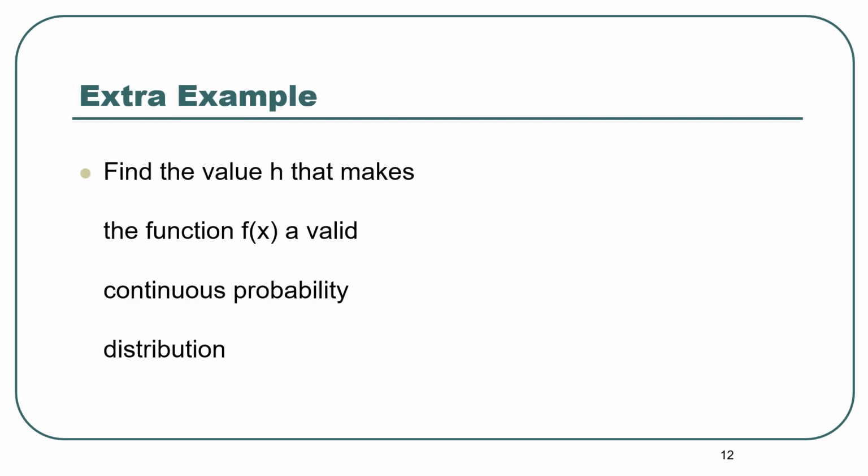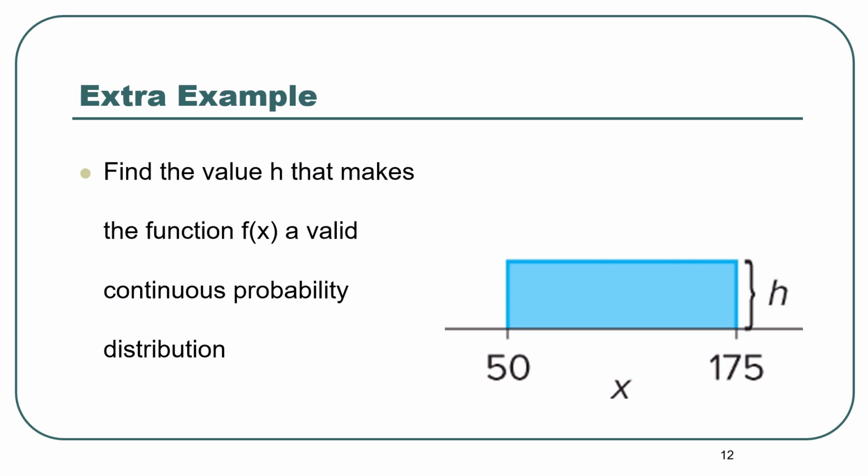Our last example is to find the value h that makes the function f of x a valid continuous probability distribution, and this is our graph for f of x. So I have here again a rectangle, and for this to be a probability density function for x, it means that the area has to be equal to 1. This is similar to the PDF of a uniform distribution, so it's easy to calculate.